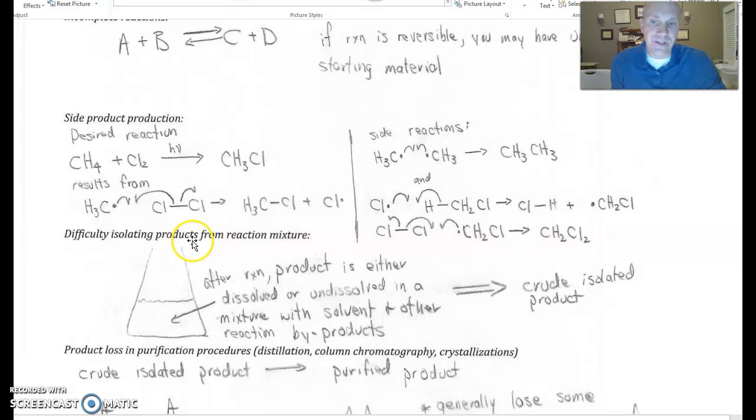Another issue is difficulty in isolating products from the reaction mixture. Remember, when you're doing a reaction, a lot of times you're dissolving it in a solvent. That's where the reaction occurs. It's not like the reaction is happening to the solid material. It's happening to the material dissolved in some solvent.